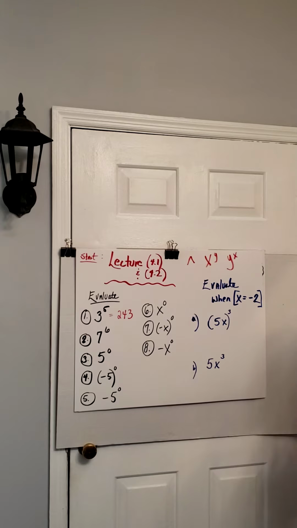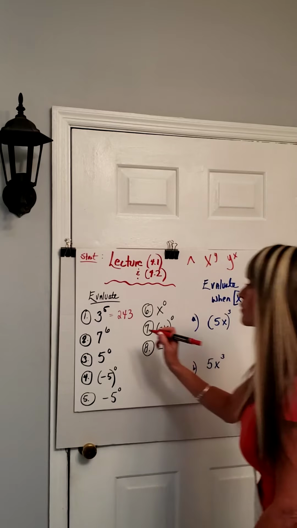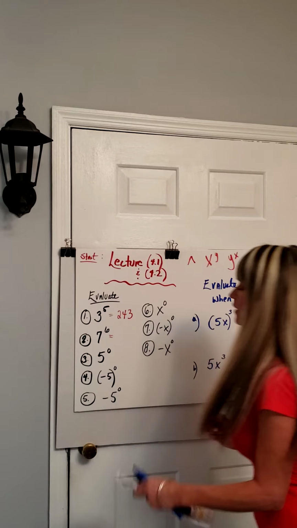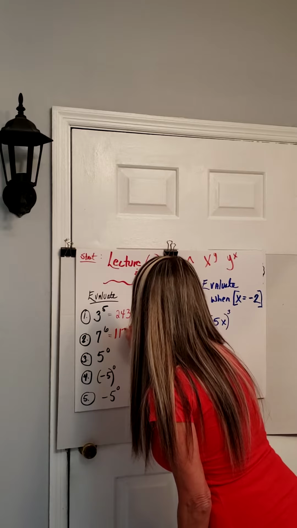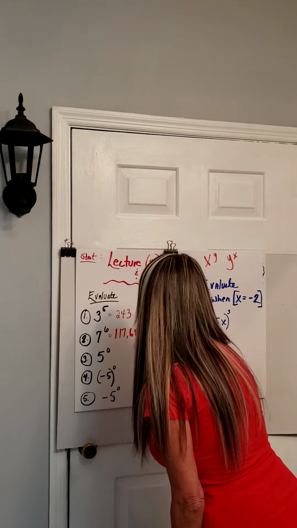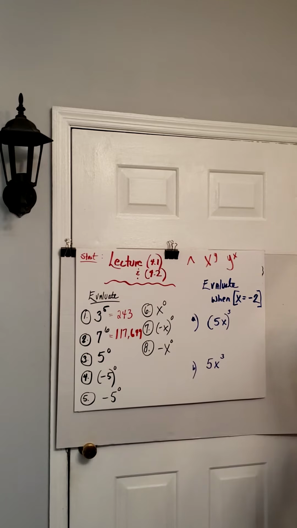How about you guys try the next one for me? 7 to the 6th power. What do you get? Come on. Okay, it's 117,649. That sound about right? All right, excellent, excellent, excellent.